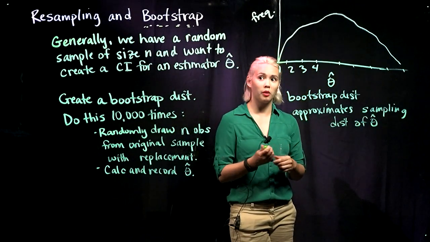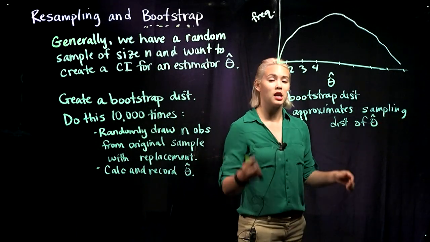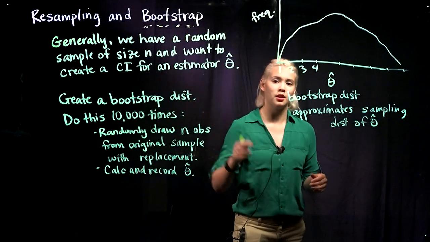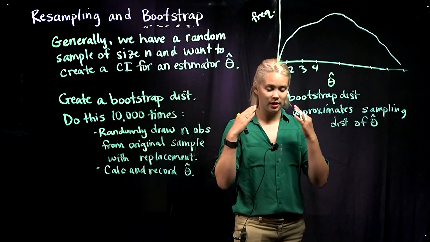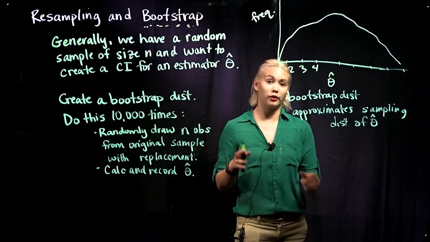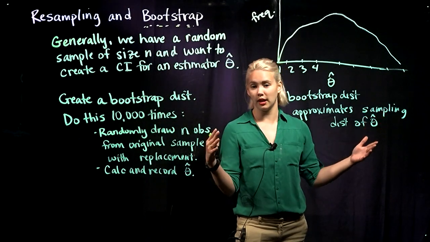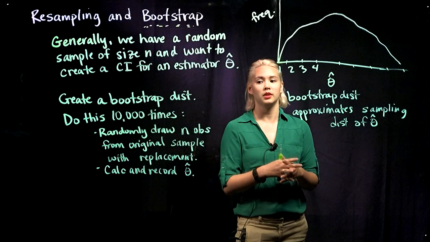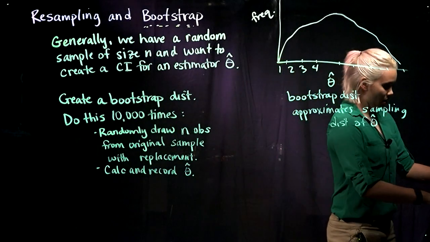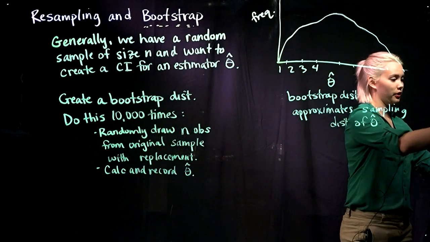And remember what that means: when we talk about a sampling distribution of theta hat, that's saying if we chose the same size sample, whatever n is, and we collected samples from the original population over and over and over and calculated theta hat for each one of those, here's the distribution of all the theta hats that we could get. So we've simulated that by creating our bootstrap distribution. Now we can use it to do something like calculate confidence intervals.